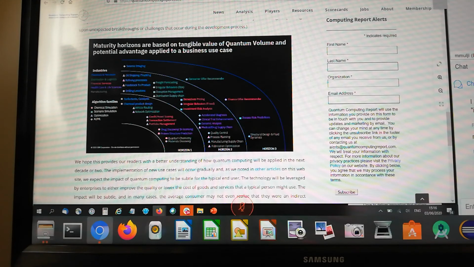If I look at this kind of horizon roadmap or this diagram, I work in a manufacturing company, and a lot of our use cases fall into these buckets in terms of optimization. Very low level simulations of materials. So that would be very interesting to do.